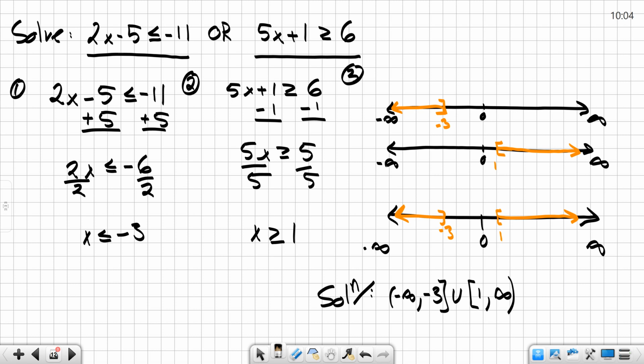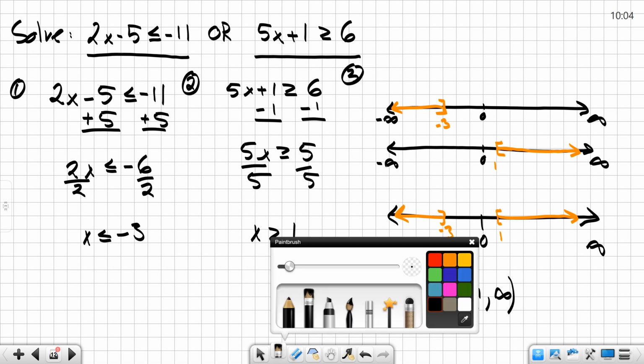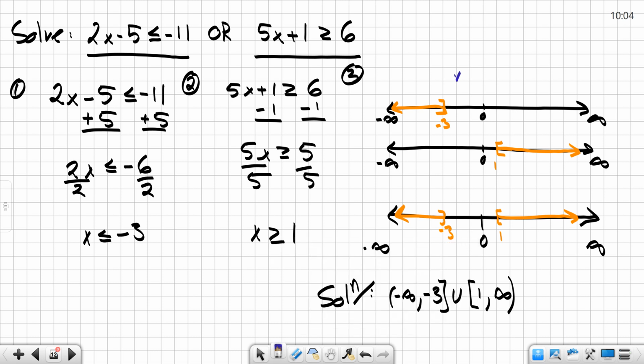If I pick a number that is not in my solution set, like the number 0, I can do this too, but then I expect something different. When I plug in the number 0 into either my first inequality or the second inequality, it cannot be a solution to either one. So if I'm just checking this real quick, 2 times 0 is 0, negative 5 is not smaller than or equal to negative 11. In fact, it is greater. So 0 is not a solution to this.